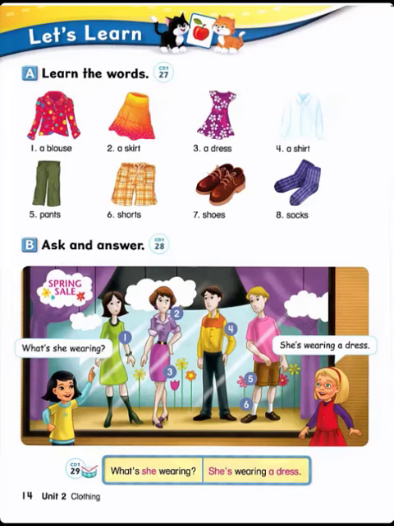Page 14. Drum track. What's she wearing? She's wearing a dress. What's she wearing? She's wearing a blouse. What's she wearing? She's wearing a skirt. What's he wearing? He's wearing a shirt. What's he wearing? He's wearing shorts. What's he wearing? He's wearing socks.